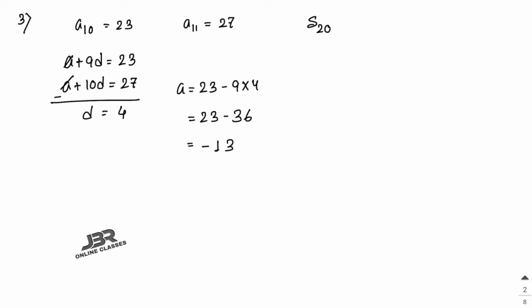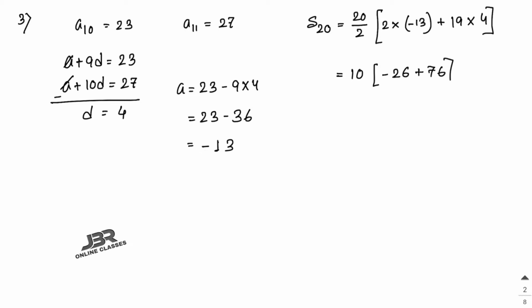So S20 equal to 20 by 2, then 2 into a, that means minus 13, and then 19 into d, that means 4. Now you can write down 10, here it's minus 26, then 19 into 4, you know that it's 76. 76 minus 26 equal to 50, so 10 into 50 it's 500. And 500 is your answer.